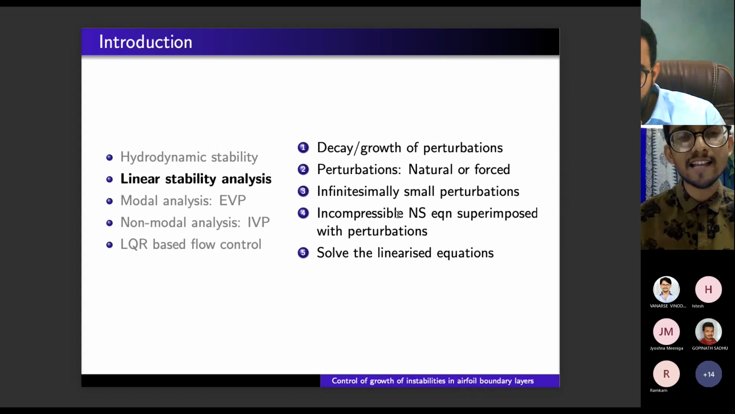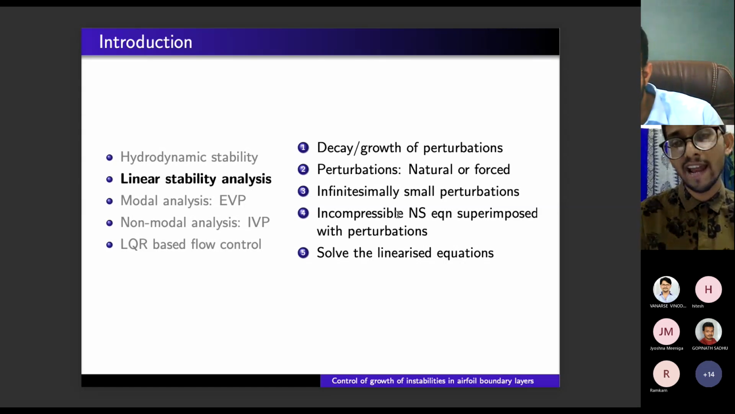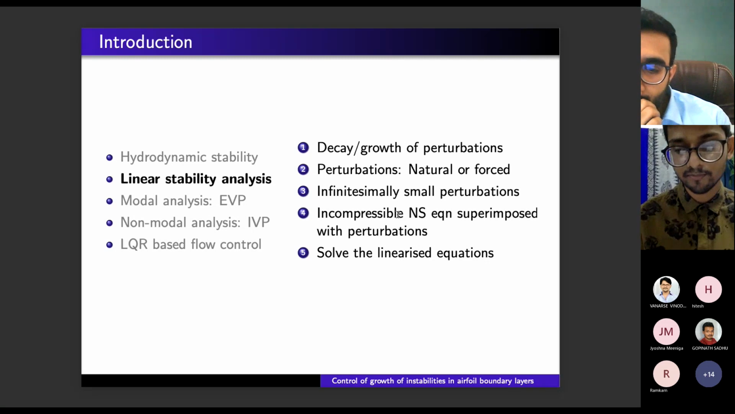Linear stability analysis has some assumptions: the perturbations incorporated in the base flow are very, very small, and we can safely neglect the non-linear terms, hence the name linear stability analysis. We'll be solving the incompressible Navier-Stokes equation superimposed with the perturbation. To derive the governing equations, we add mathematically the perturbations to the base flow or the primary flow, and we write the equations, for our work, in terms of perturbation normal velocity and perturbation normal vorticity as the variables.